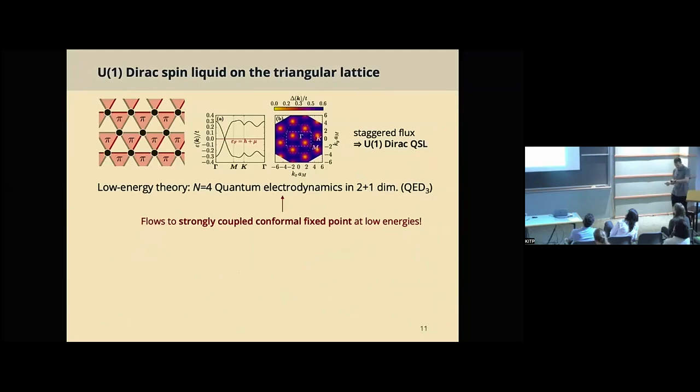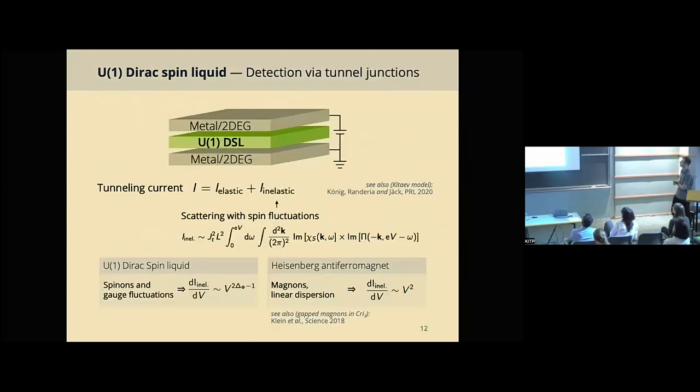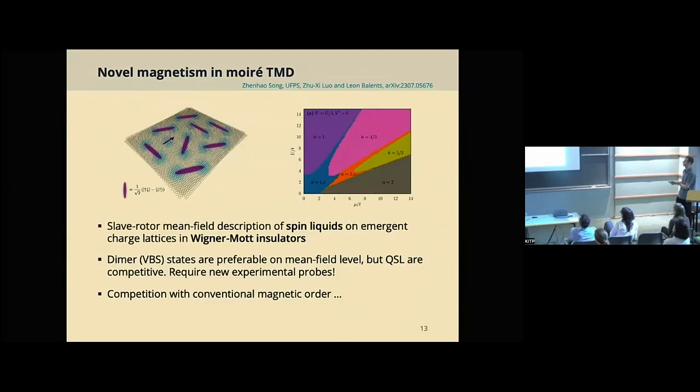Okay, in the interest of time, let me maybe skip this part and come to the conclusion of this first part of my talk. So we've come up with a slave rotor mean field theory for spin liquids and dimer states on these emergent charge lattices in these Moiré-Mott insulators. And in principle, these quantum spin liquids are rather competitive states.